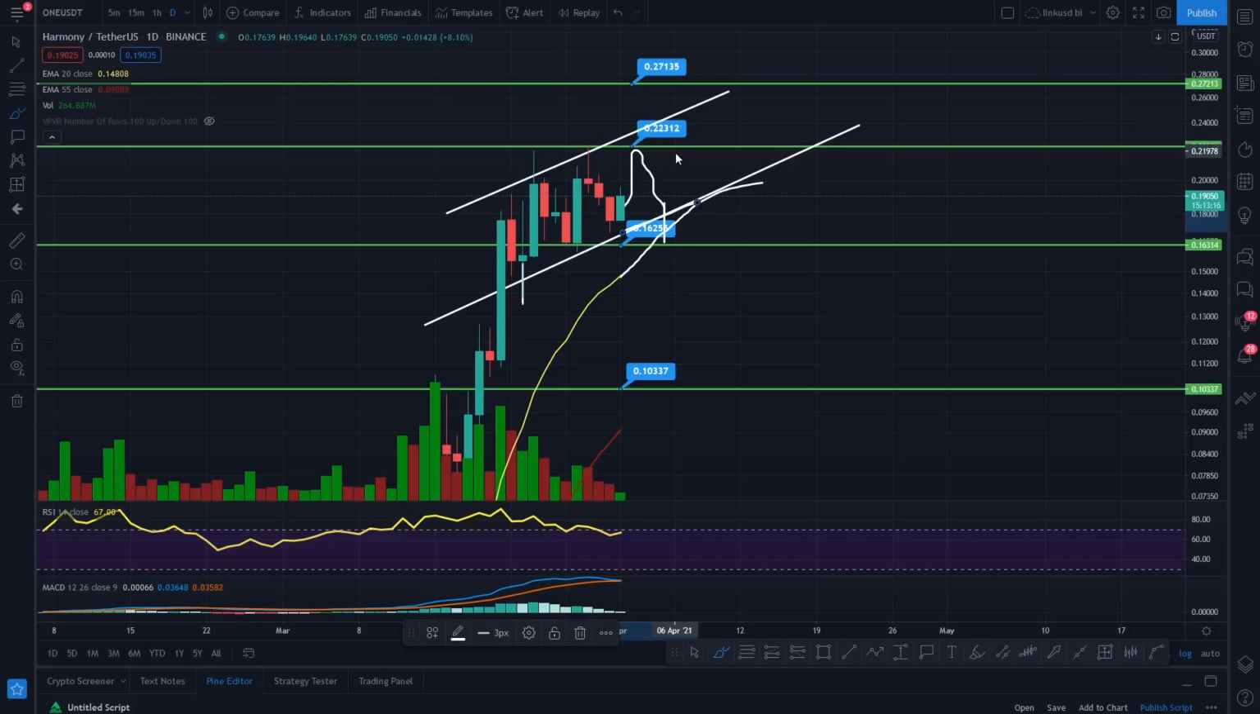It could break through, you've got to be aware of everything. But it may get the rejection the next time it comes up to that particular high, and then fall back down, again making a higher low. But if you were to fall through that, you would see a wick down to this EMA retest, and that is potentially what's on the cards for Harmony One.